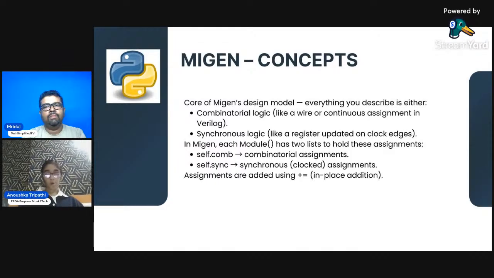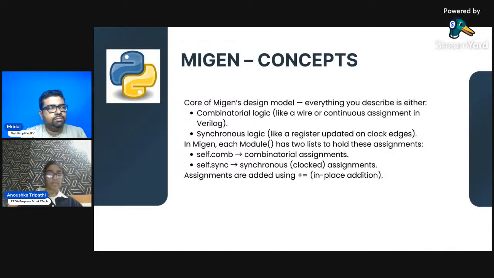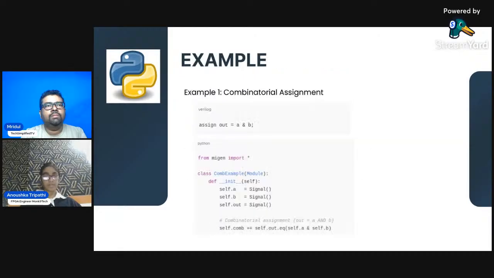Now, the core of the Migen design model. Everything you describe is either combinational logic, like a wire or continuous assignment in Verilog, or synchronous logic, like a register updated on clock edges. In Migen, each module has two lists to hold these assignments. self.comb is for combinational assignments, and self.sync is for clocked assignments. Assignments are added using the += symbol.